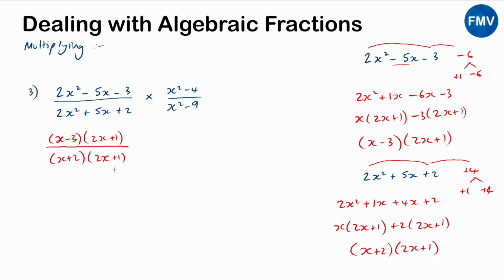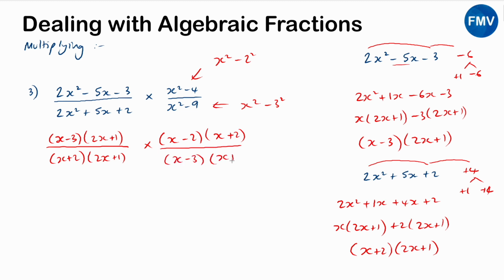Hopefully now you're seeing the purpose of this. The purpose is to actually cancel. So we'll come back to that in a moment. Now, if we look at this part here, you need to recognise that that is x squared minus 2 squared, which is a difference of 2 squares. So that becomes x minus 2 multiplied by x plus 2. Same with this one, you need to recognise that is x squared minus 3 squared, a difference of 2 squares again. So it's x minus 3, x plus 3.